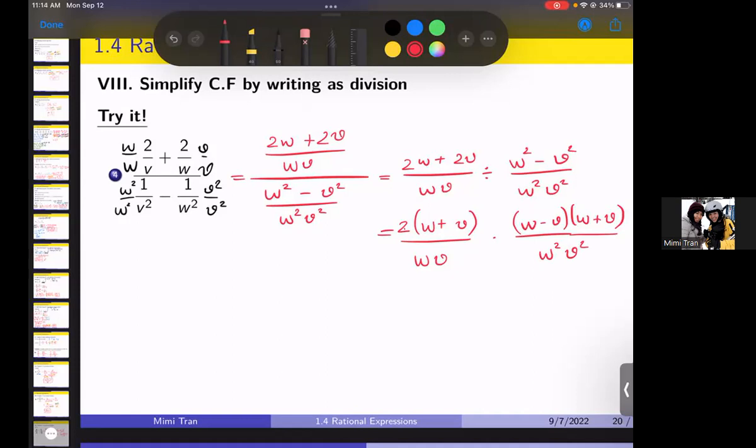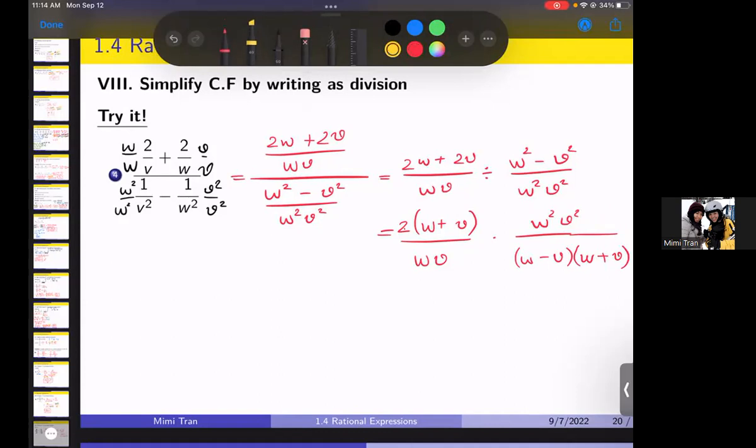Oh, I didn't flip it yet. My bad. I should have flipped earlier so I don't forget. Sorry. It should be W squared V squared here. I'm so sorry. W minus V, W plus V. I said I flipped, I forgot.